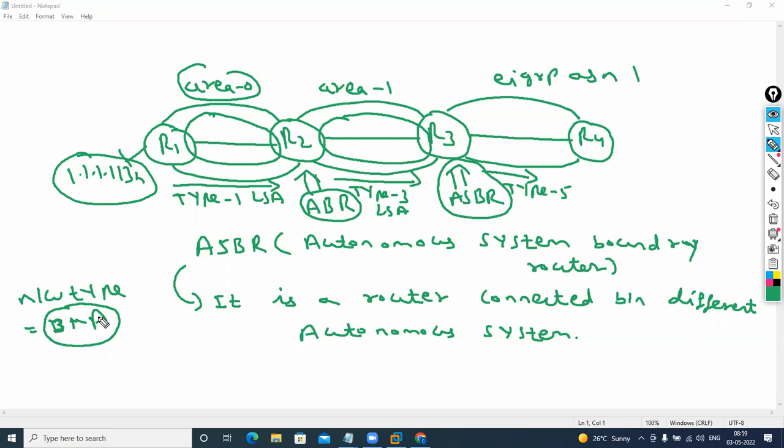That means between R1 and R2, yes, there is a DR and BDR. Very good. And between R2 and R3, there is a DR and BDR. So R2 will be the DR, R1 will be the BDR. So here in R2 and R3, R3 will be the DR and R2 will be the BDR per network segment.